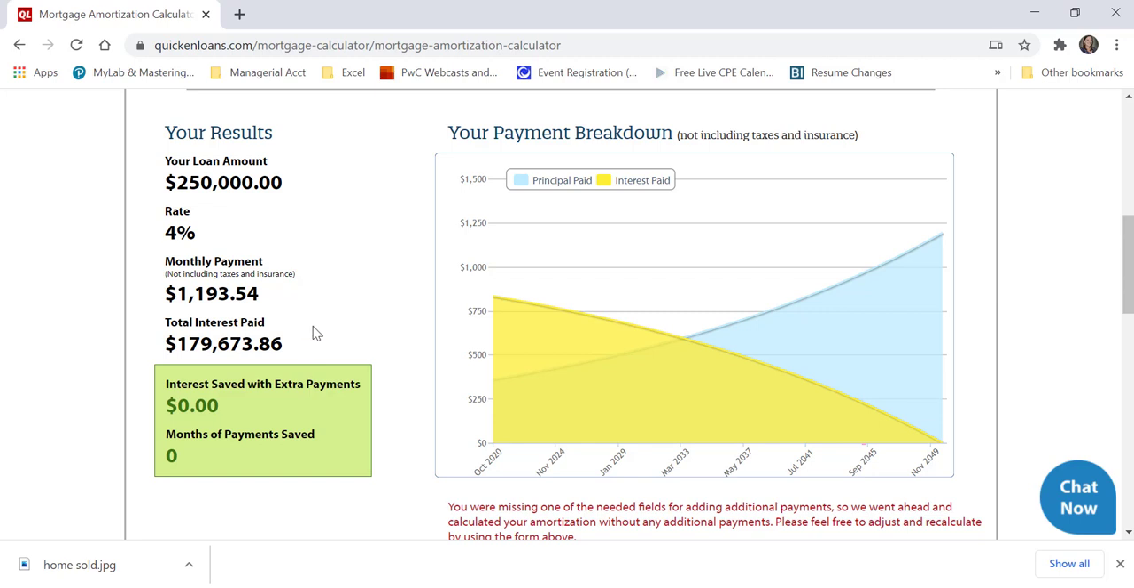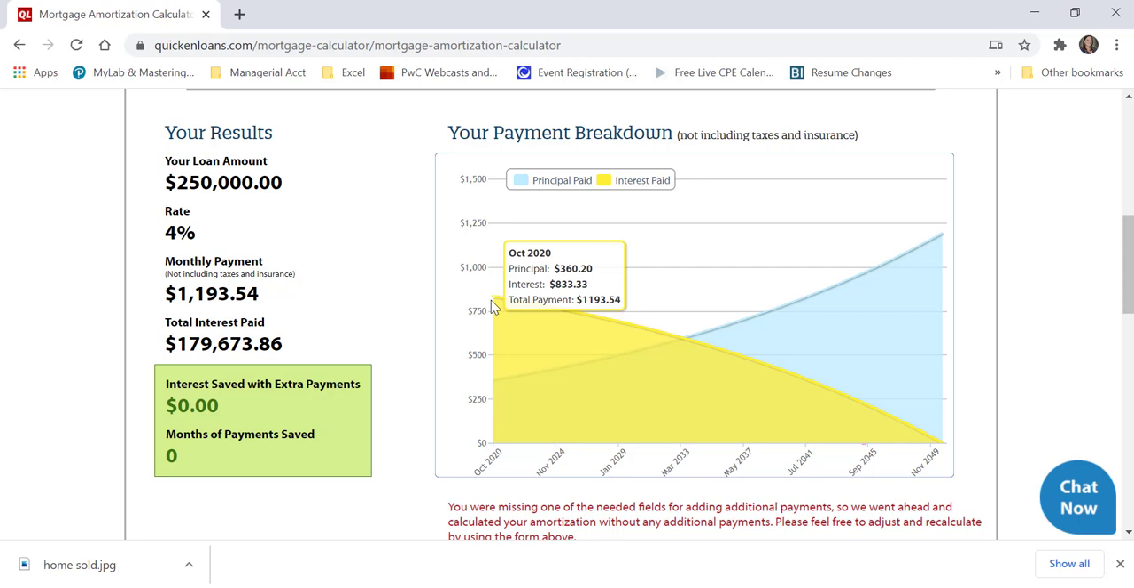This graph on the side kind of gives me a payment breakdown. Each month, remember, I'm making just a little under $1,200 of a payment. Right here, my first payment, you can see my principal amount, the amount that goes to repay down the balance of my loan, is $360, and my interest is over $800. So I'm paying over $800 in interest and only about $350 or so to pay down the value of my loan. That's my first payment.